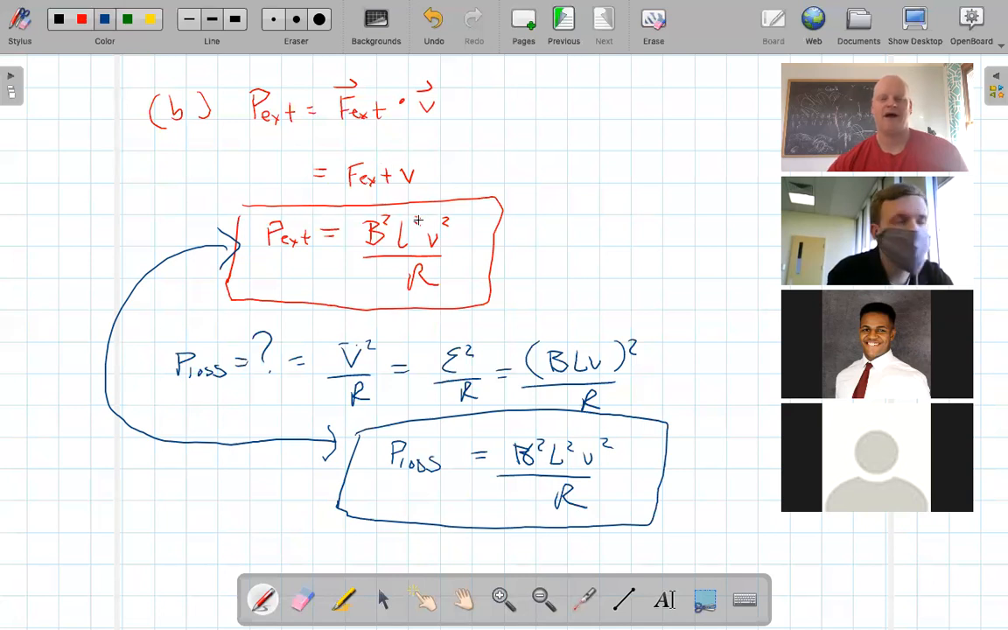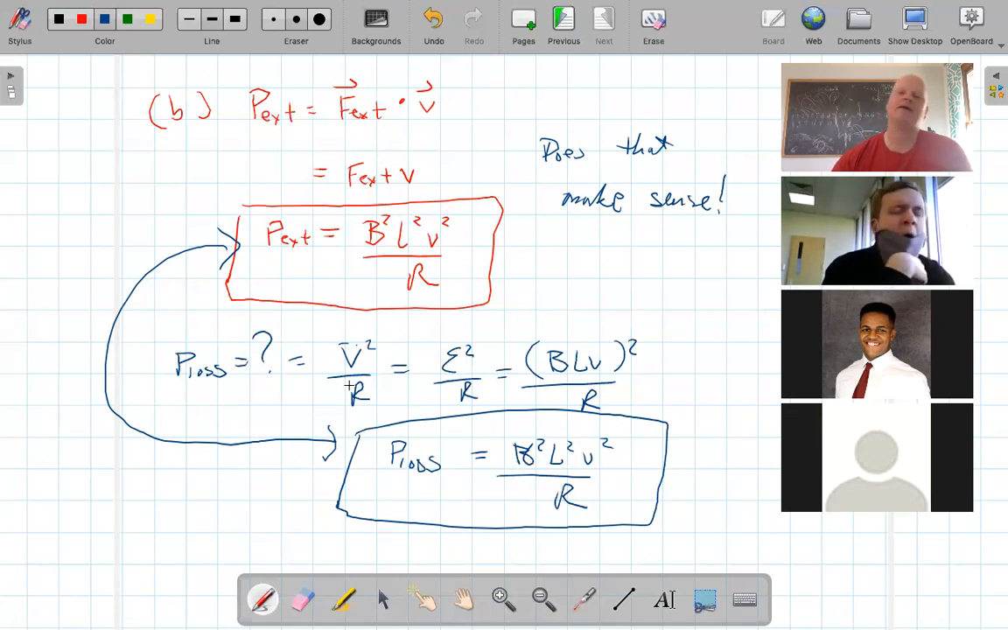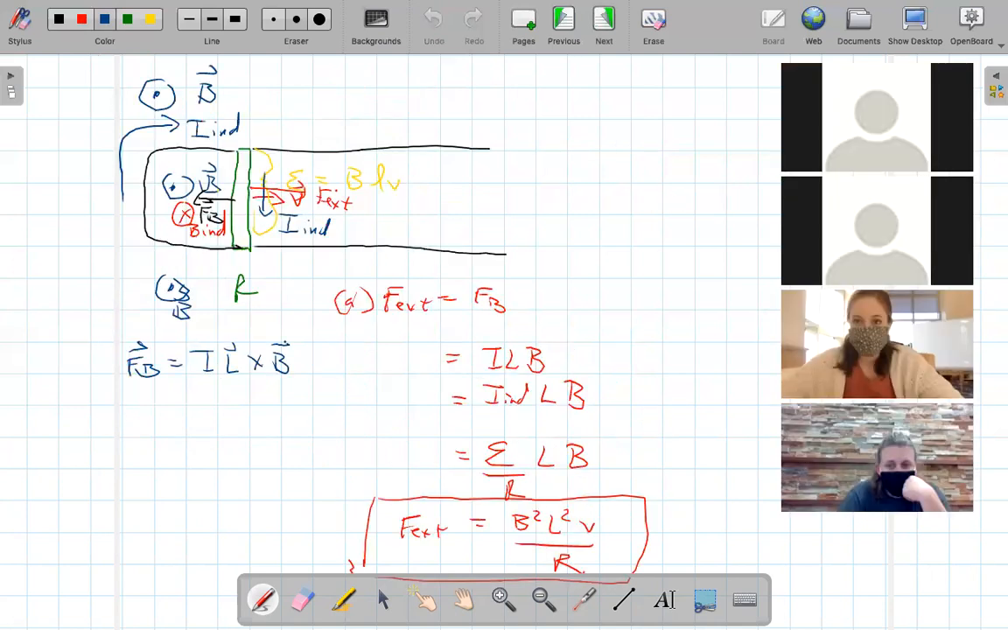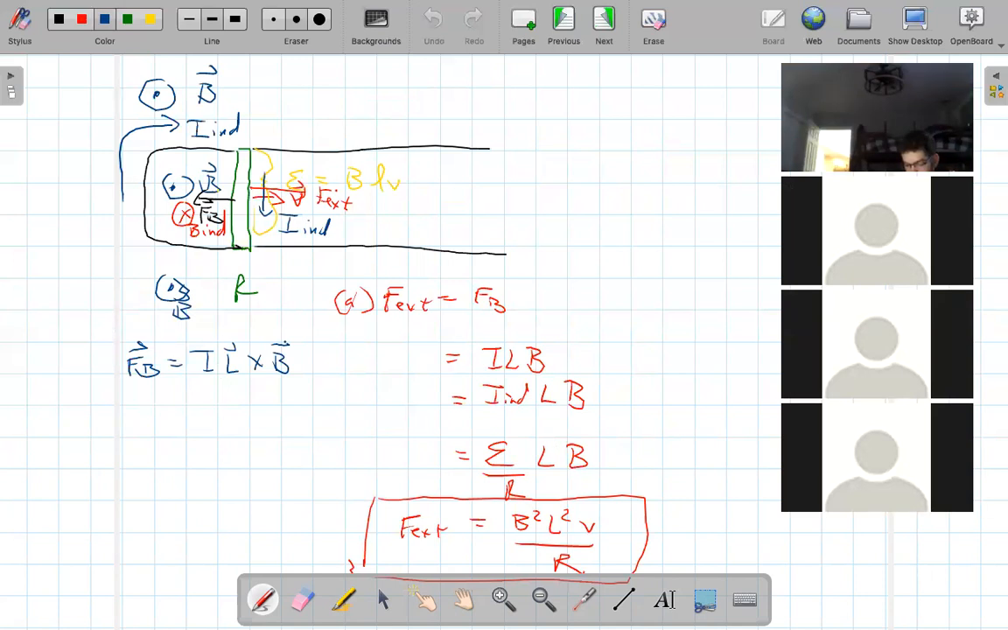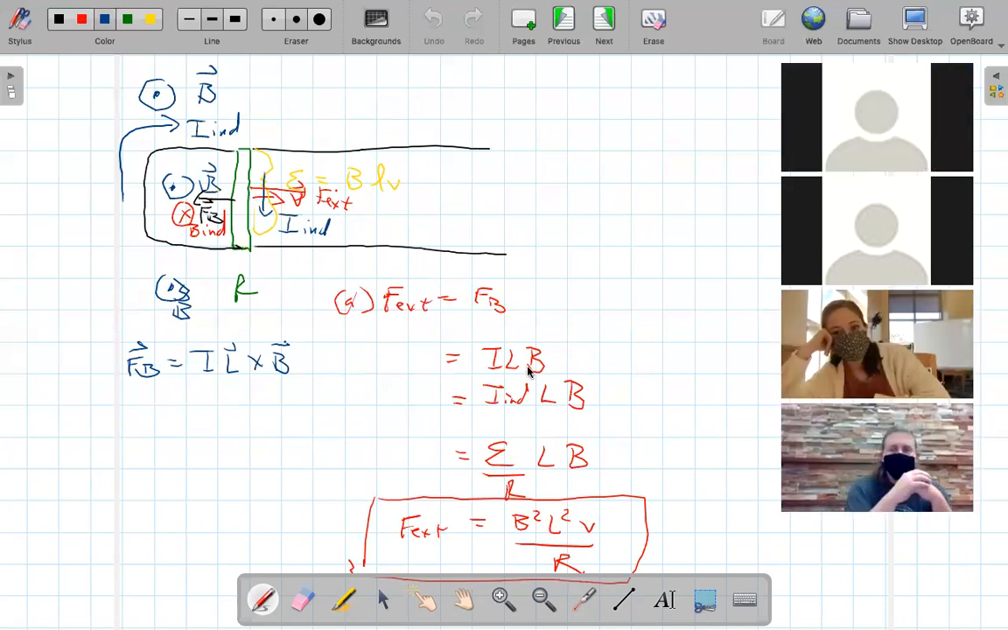Now, my overall question is, does that make sense? Does it make sense that if my system itself is losing energy at a rate of B squared L squared V squared divided by R, and I am putting energy into the system to replace that energy? So I'm putting in energy at the same rate that this thing is losing energy by itself. So again, the question is, does that make sense? Does that seem like something that is reasonable or not? So this is what I want to know. Does this make sense? And why?